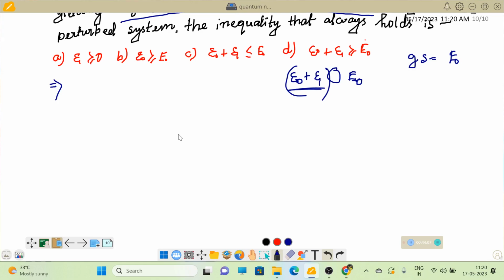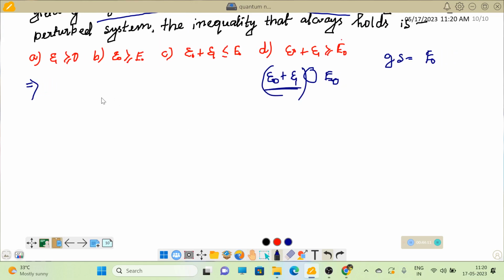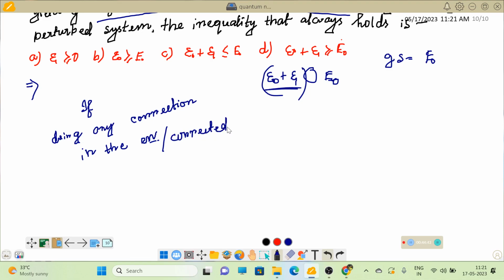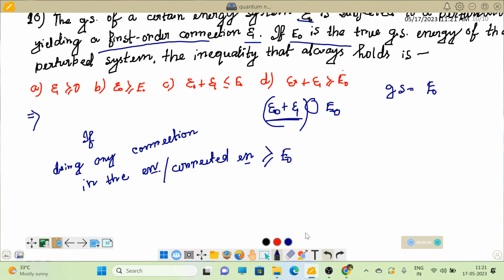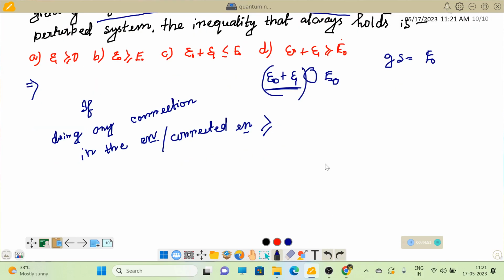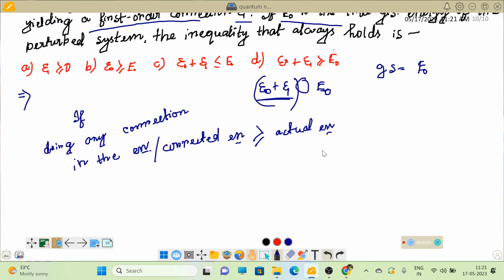So one thing you have to remember, note the line, if we are doing any correction in the energy, the corrected energy must be greater than or equal to the ground state energy, means the actual energy, not ground state, the actual energy.